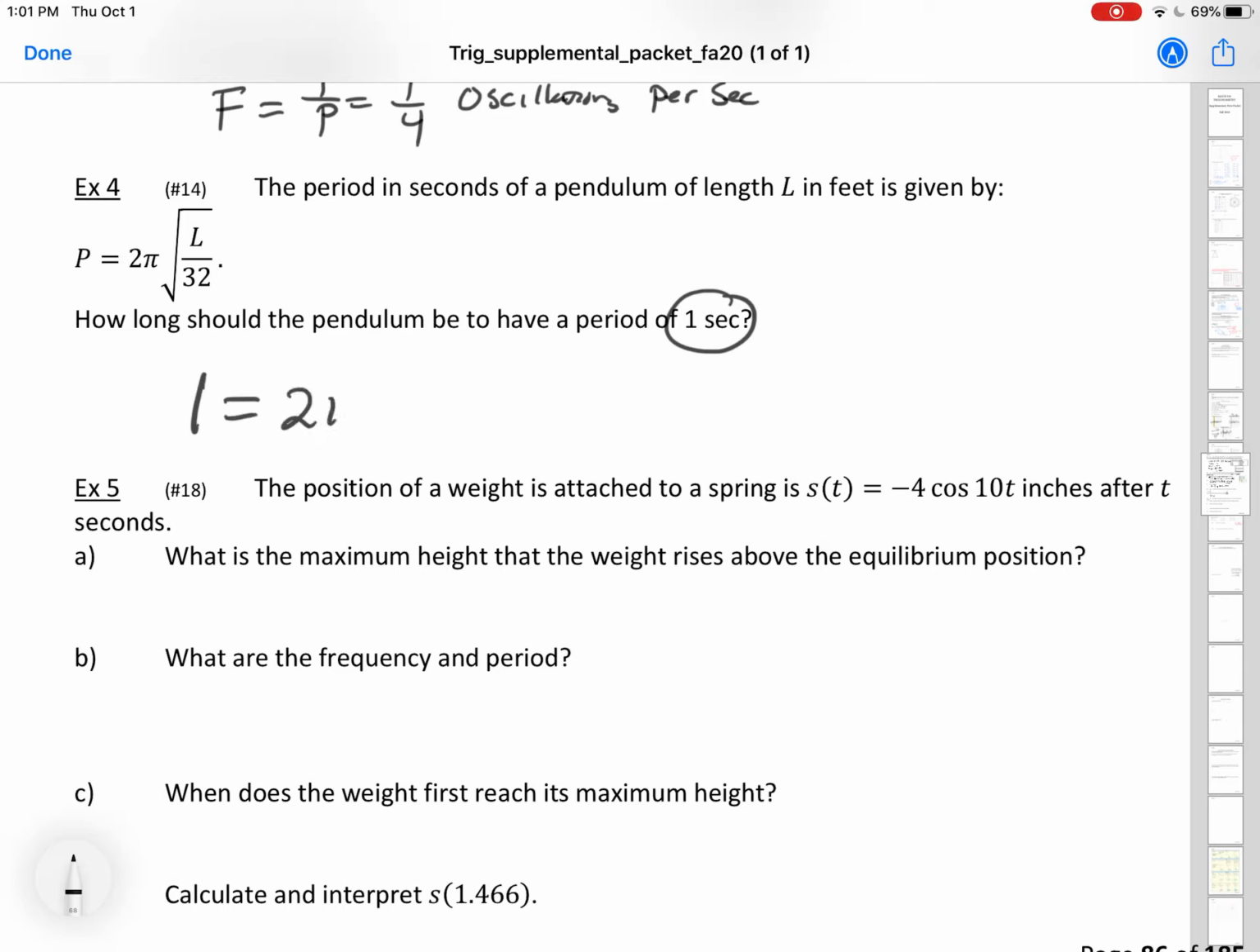1 is equal to 2 pi square root of L over 32. How many variables are present? 1. Solve for it. It's the actual one that you want. You want L. So what are you going to do?